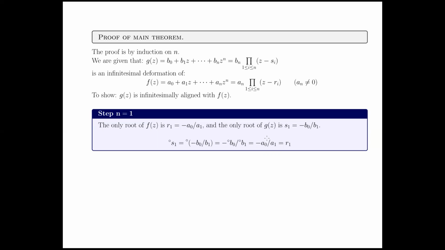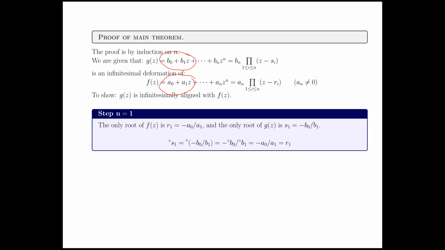If n equals one, then we're just looking at the two polynomials, and the only root of F is negative a naught over a one, and for G it's negative b naught over b one. By the way, here I'm using very much that a sub one is not equal to zero, so I can do that division, and b sub one is then not infinitesimal, so I can take standard parts. Take the standard part of negative b naught over b1, and you just get negative a naught over a1. So the standard part of S1 is R1. So it's true for one. It's trivial, well, almost trivial.